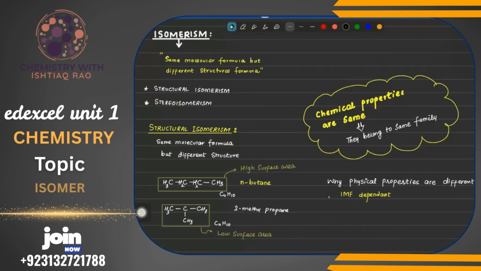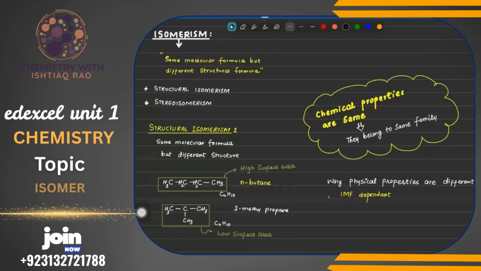So isomerism means, iso means same, mer means molecular formula. Like, I'm going to make it easier. Isomerism is just like isotopes. Like if you remember, we used to discuss isotopes.